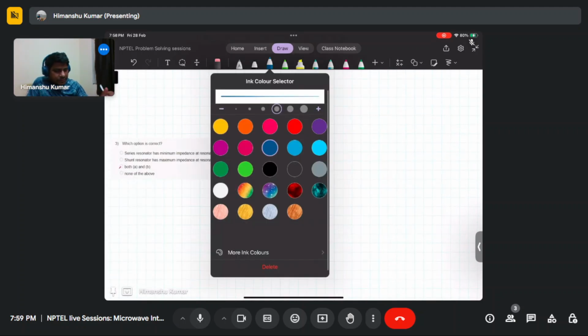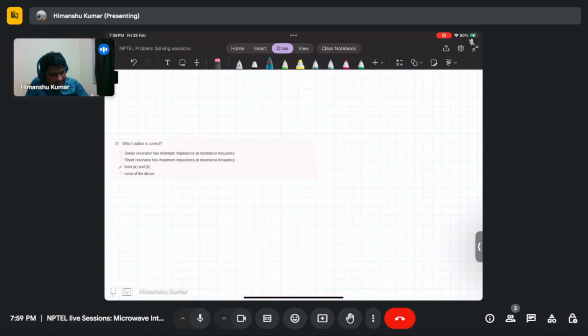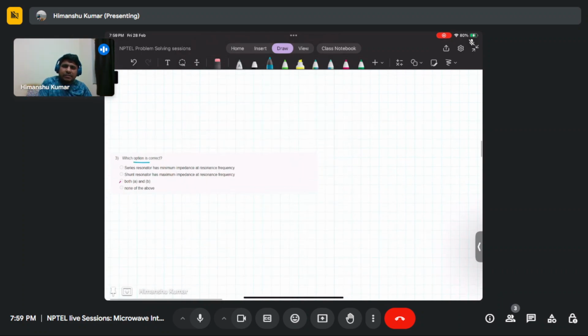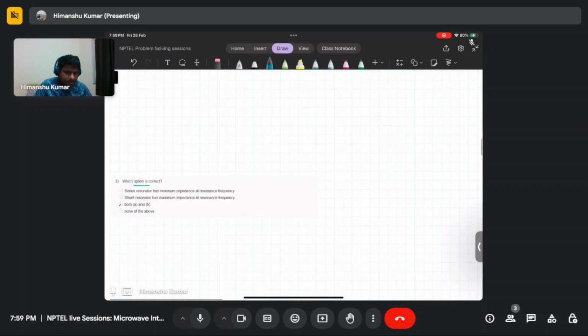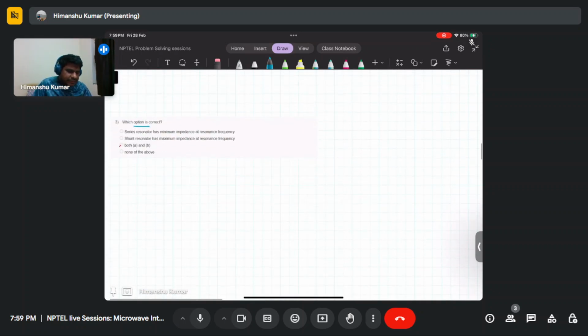So which option is that clear, that question? Okay. So let's just move to the next problem. Which option is correct? A series resonator has a minimum impedance at the resonance frequency.